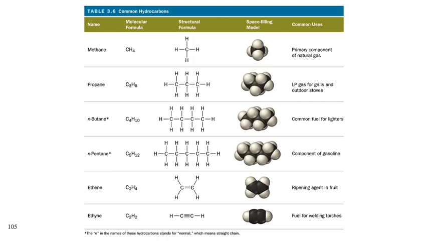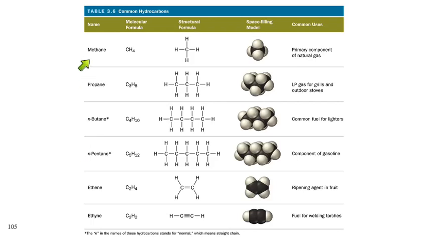These are some examples of common hydrocarbons and what they're used for. A lot of these are things that we would burn. But this one, ethene, is a ripening agent in fruit. And fruit does give that off naturally, but you can also add it to the environment and cause the fruit to ripen more quickly.